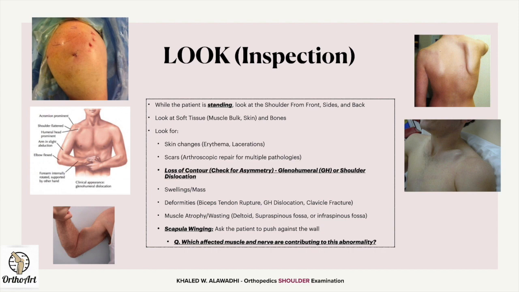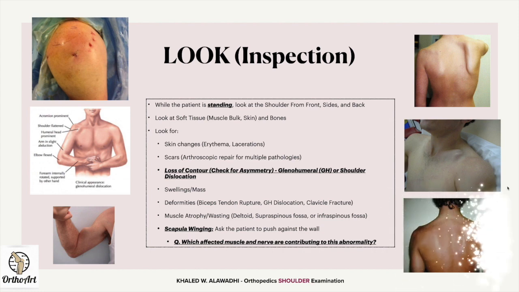And as part of the loss of contour or a deformity, there is a clavicle fracture. It's evident here. There's a discontinuity at the distal third of the clavicle. And finally, the muscle wasting. As you can see the spine of the scapula, the infraspinatus and the supraspinatus are affected, and also you can see the medial border of the scapula.